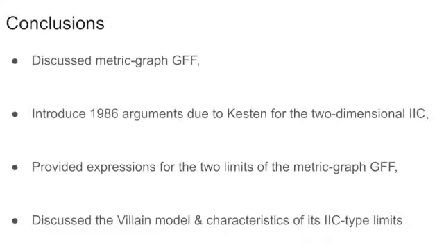And so as to give some conclusions, we described the metric graph GFF. We introduced some 1986 arguments due to Kesten for the two-dimensional incipient infinite cluster, and we provided expressions for the two limits of the metric graph GFF. And so we discussed the Villain model and characteristics of its IIC type limits, and we attempted to draw the attention of the listener to different facets of criticality and different signatures of criticality that a couple of different models in statistical mechanics can satisfy, and how one could think to make use of and apply Kesten's arguments from his 1986 paper in different contexts, in the context of two different models.